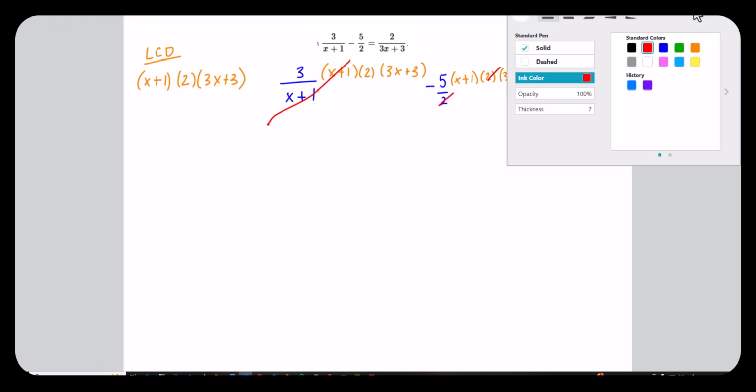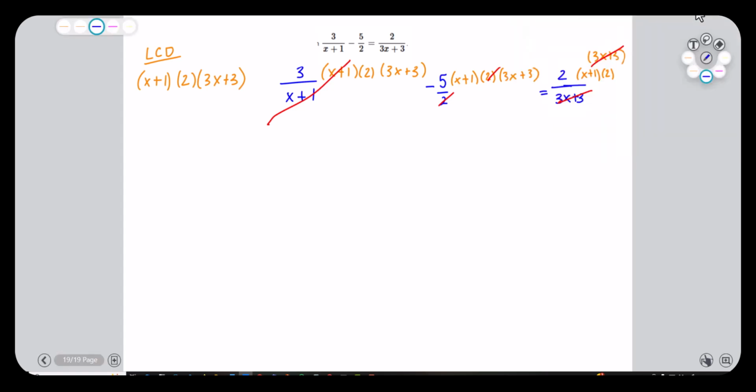If you're not having the aha moment yet, what happens here, and I'm going to rewrite everything and get rid of what canceled, I no longer have fractions. Yes, this might be big and it might be ugly, but I no longer have fractions, and that makes me happy. And so 2 and x plus 1 times 2.